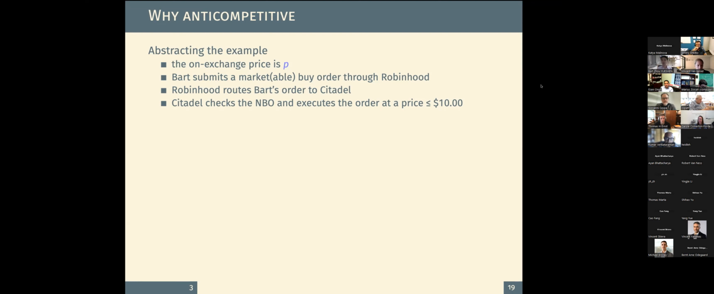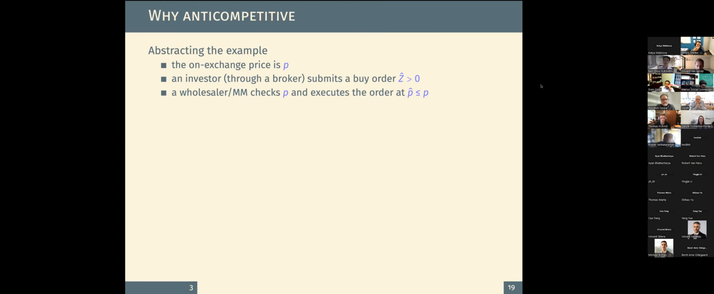When I submit an order through Robinhood, I'm going to abstract that to an investor submitting a buy order of size Z hat, which is positive. I'm not going to specifically model the broker. The broker in our story is going to be a behind-the-scenes kind of player. It does not explicitly play a role. So think of the broker as some kind of competitive agent that doesn't extract any rent from the game. This investor, through the broker, submits an order of size Z hat. Finally, Citadel, the market maker or wholesaler, will check the price P and execute the Z hat order at a price P hat just below P. So that's the abstraction of the example into some notation.